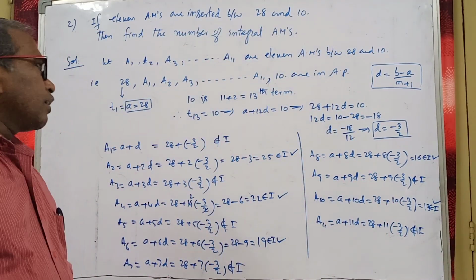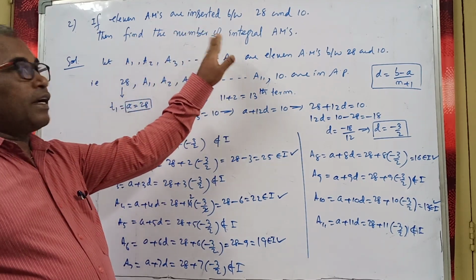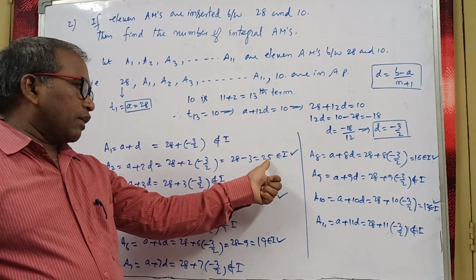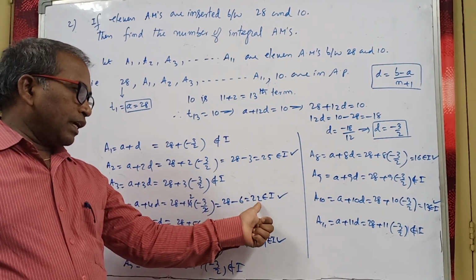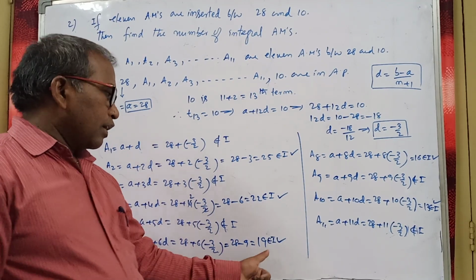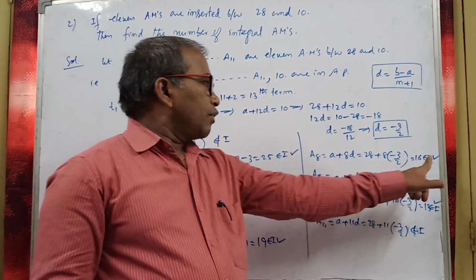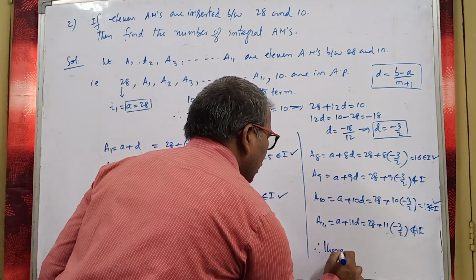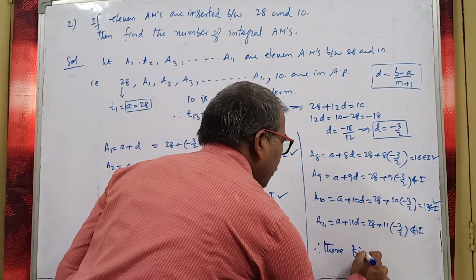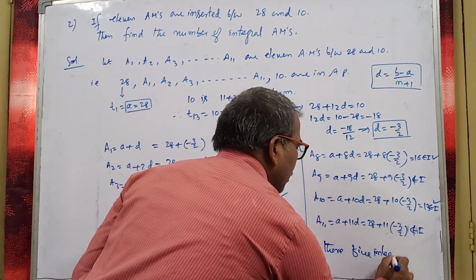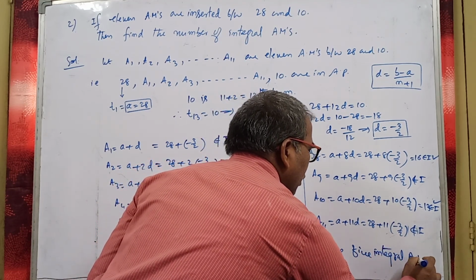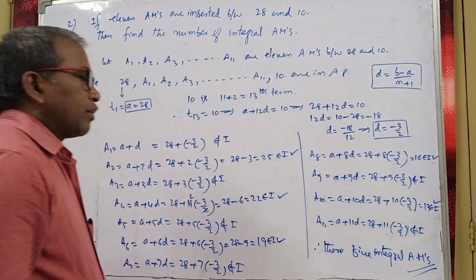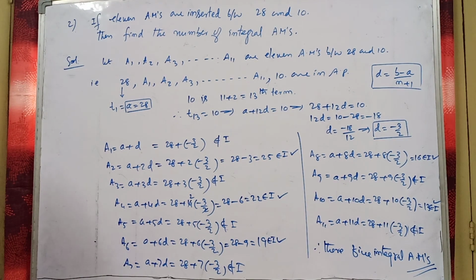Now see, so far they are asking to find the number of integral terms. This is a fraction, not counted. This is an integer, counted. Fraction, not counted. Integer, counted. Integer, counted. Like that: 1, 2, 3, 4, 5. Therefore, there are 5 integral terms. Okay, that is your answer. 5 integral terms. Copy this.